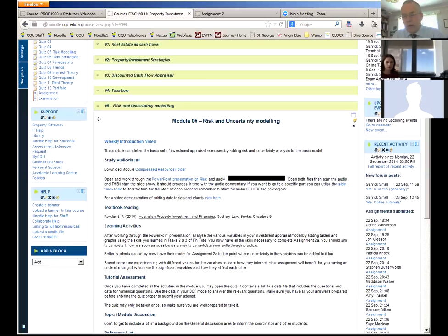Ultimately, we've got to ask ourselves, what kind of risks are involved in property investment, and how do they differ from other kinds of financial investments and their risks? So is property more risky or less risky than starting your own business or investing in BHP or AMP or something like that? And also, what are the things we have to look out for?